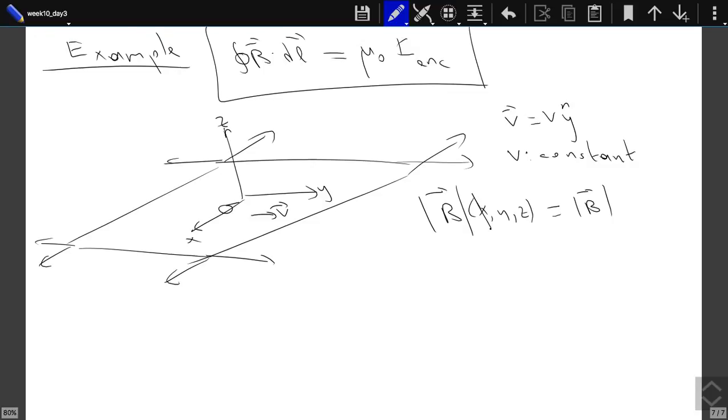Similarly, it cannot depend on Y. So B, the magnitude of B, can at most depend on Z. We don't know whether it depends on Z or not, but just from the symmetry, we cannot eliminate the possibility that the magnetic induction can depend on Z. So now let's look at the direction. What should be the direction of B?